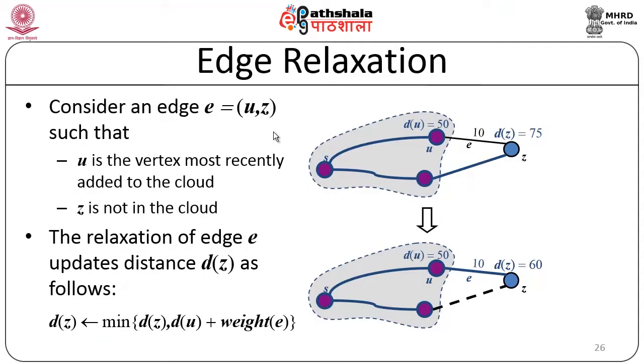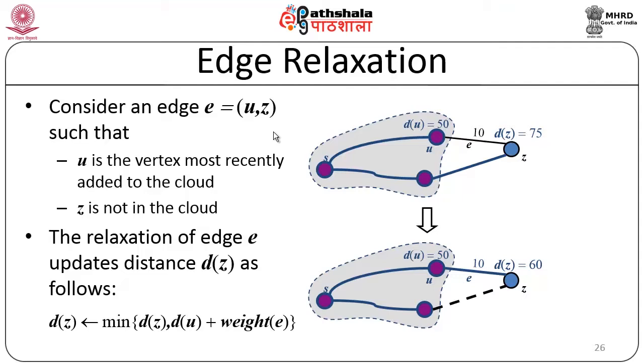Now, consider an edge e, which is (U, Z), an edge connecting U and Z. U is the vertex most recently added to the cloud. Now, Z is not in the cloud. The relaxation of edge e updates the distance d of Z as follows.